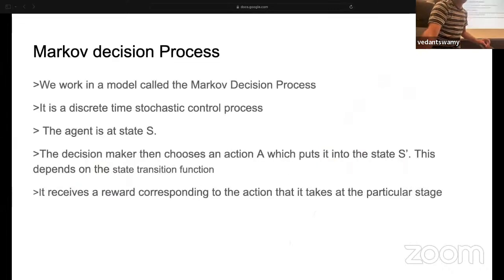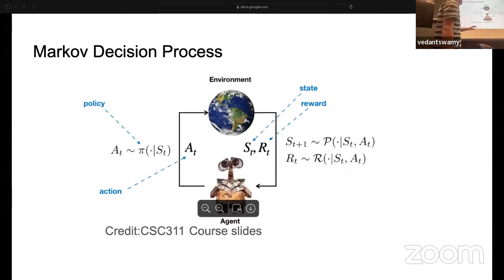So first let's look at this slide, which will properly explain everything. First, we have an action that is performed as a result of the policy pi, which is conditioned on the state that it is in currently. So the action can be stochastic in nature, dependent on the state that it is in.